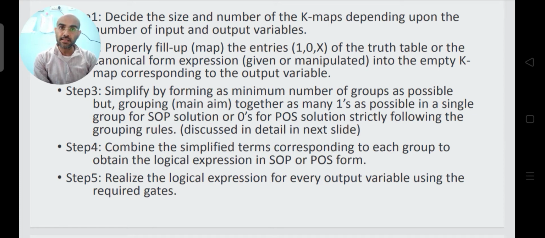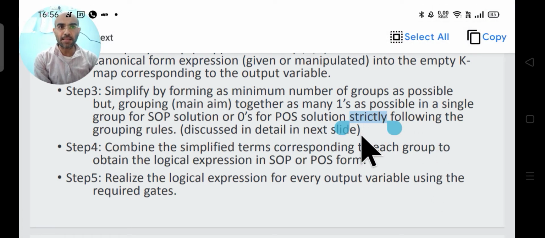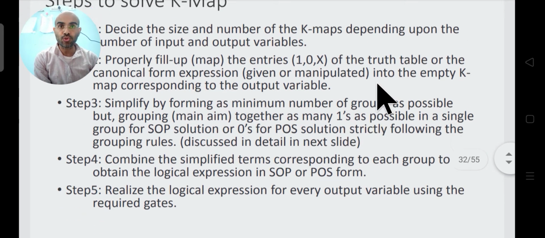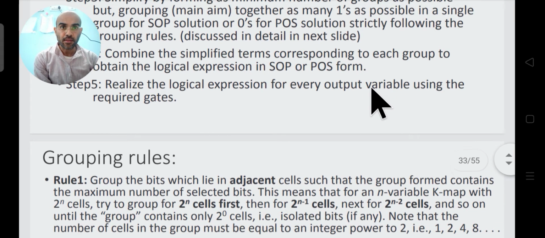Now once you have got this expression, we realize that expression with the help of gates. Whichever gates are required, basic gates or NAND gates, accordingly we implement that expression, with the help of universal gates or basic gates, or even derived gates. So these are the basic steps to solve a K-map.